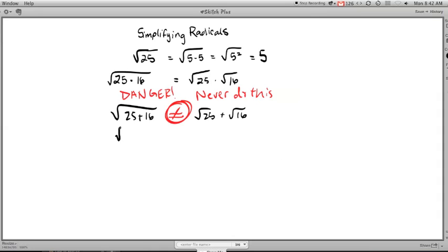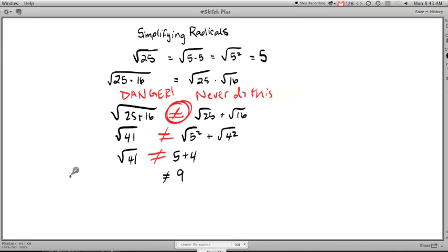And I'm just going to show you in this one example, this would be called a counter example, that it's not true. Well, 25 plus 16 is 41, and that is not ever equal to the square root of 5 squared, that's the same as 25, plus the square root of 4 squared. The square root of 41 is not equal to 9, since the square root of 5 squared is just 5, and the square root of 4 squared is just 4, that's 9. And square root of 41, that's not even a natural number, so there's no way it's 9.